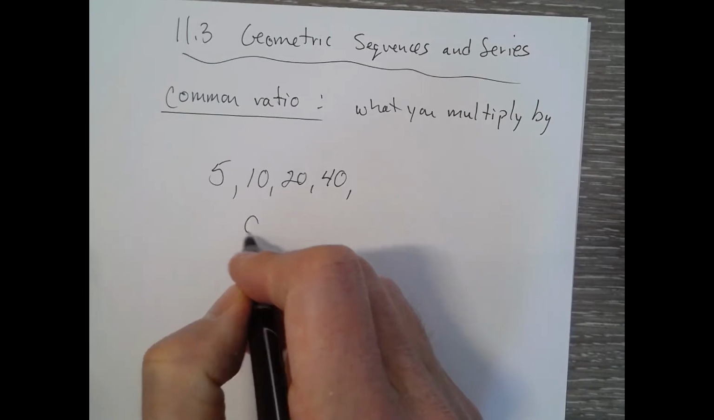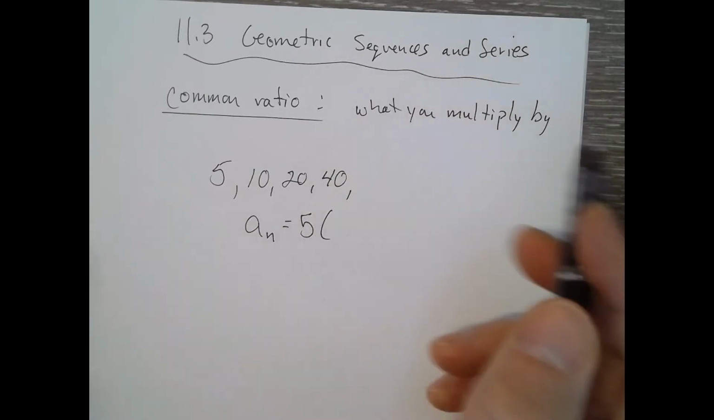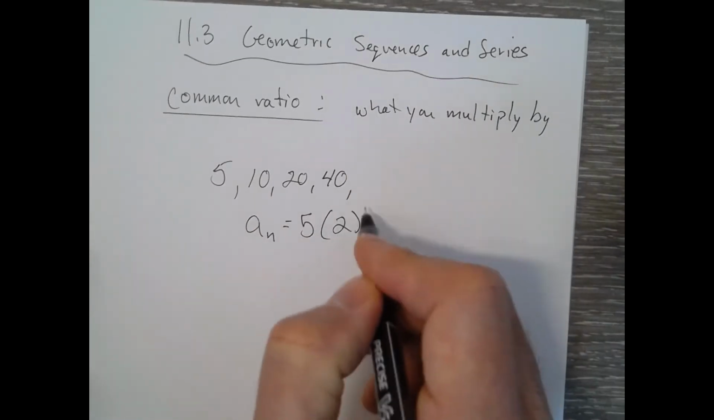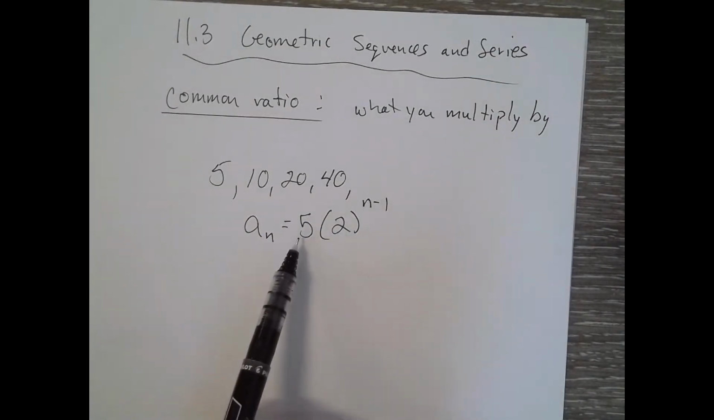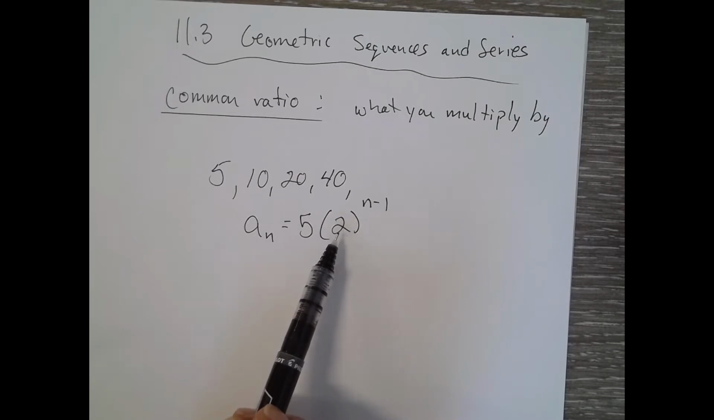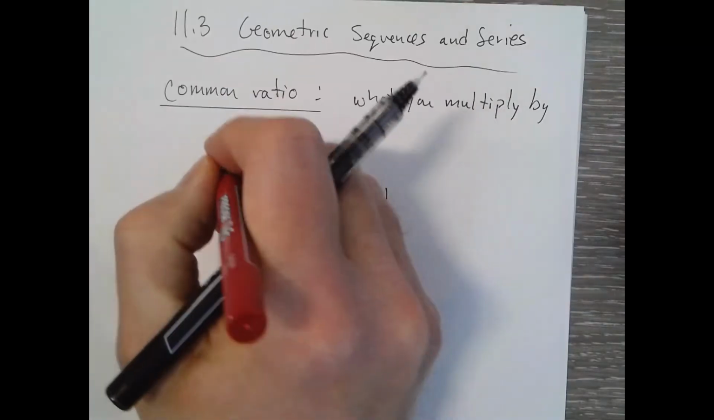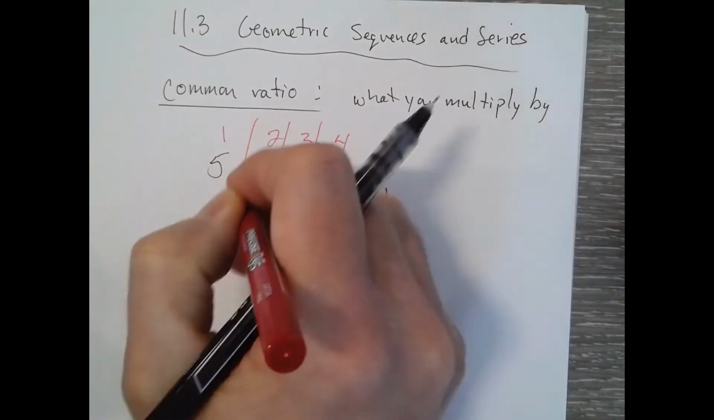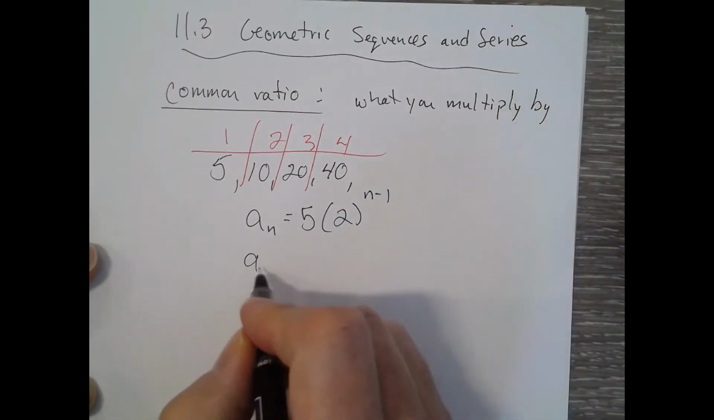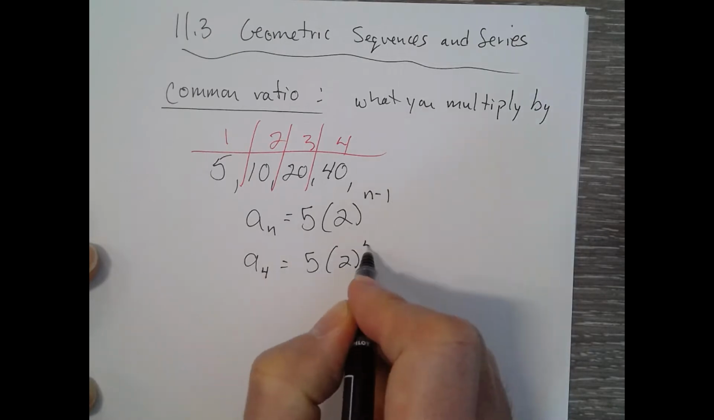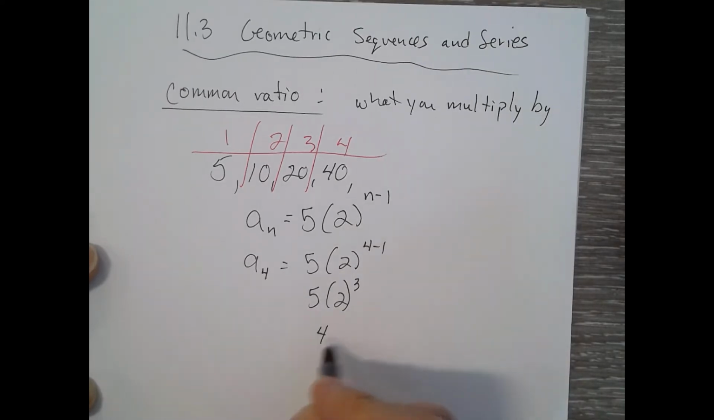So this is the sequence that, well, you could write the nth term. The nth term, a sub n, is equal to your initial term, which is 5, times your common ratio, which is 2, to the n minus 1. So it's just your initial term times the common ratio to the n minus 1. So if that's my first, second, third, fourth, I could check. If I put 4 in for n, do I get 40? A sub 4 equals 5 times 2 to the 4 minus 1, 5 times 2 cubed, which is 8 times 5, which is 40. So it checks out.